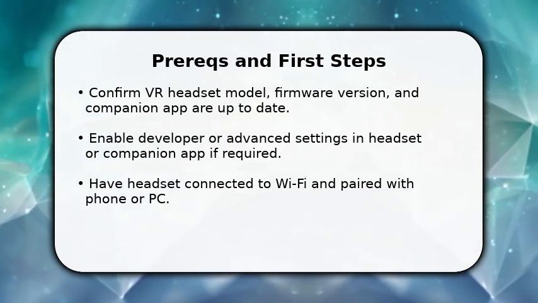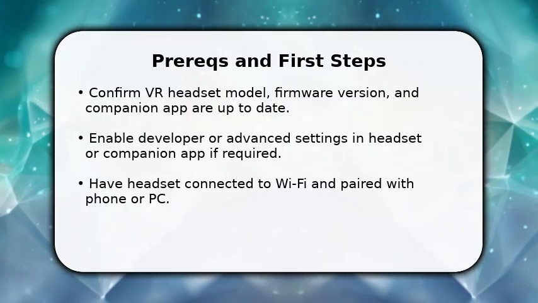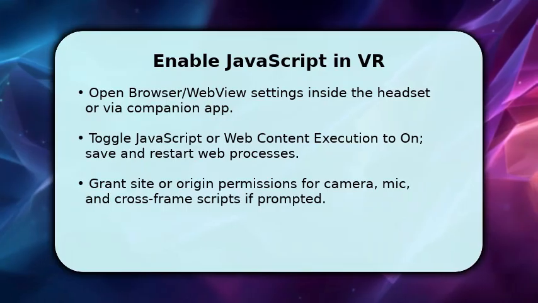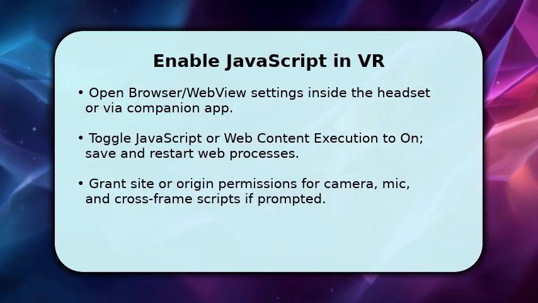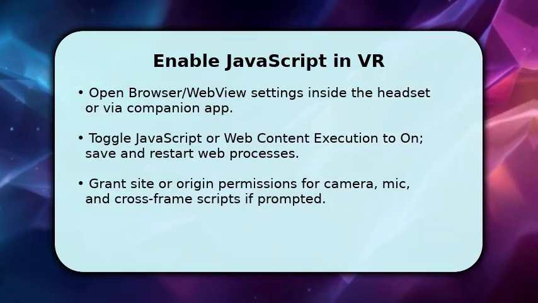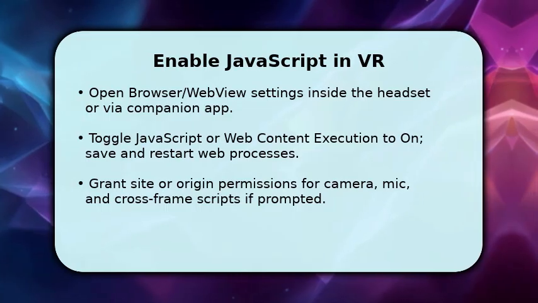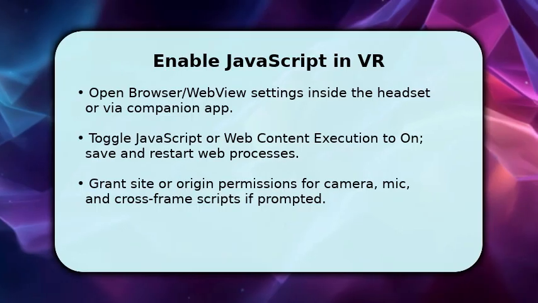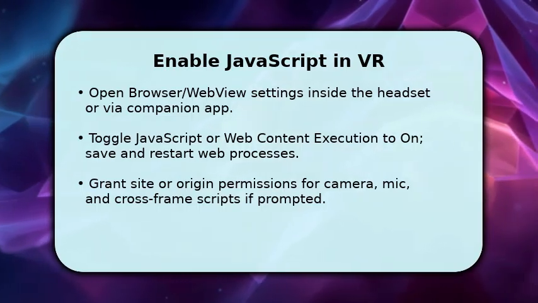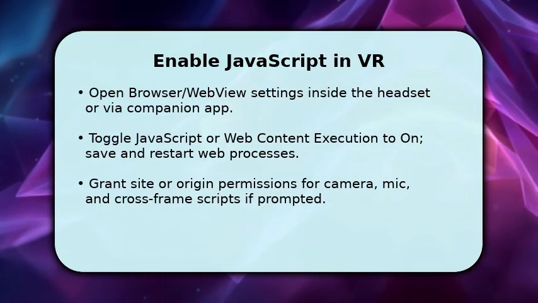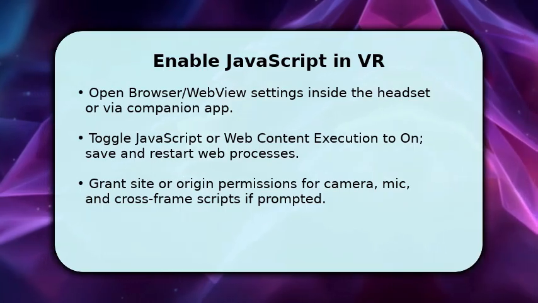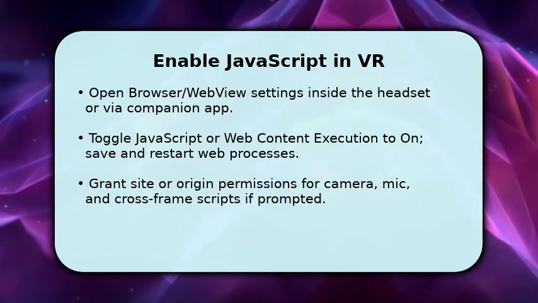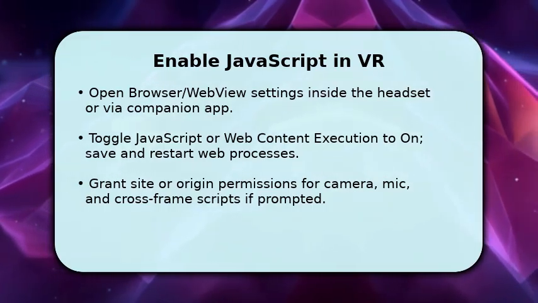Now you enable JavaScript itself. In the headset browser or WebView settings, find the web content or JavaScript toggle and switch it on. This allows embedded apps and UI widgets to run. If using a companion app, change the same setting there so both endpoints match. After toggling, restart the browser process or reboot the headset to ensure the engine reloads with scripts permitted. Also grant site-level permissions when prompted so interactive experiences can access sensors.